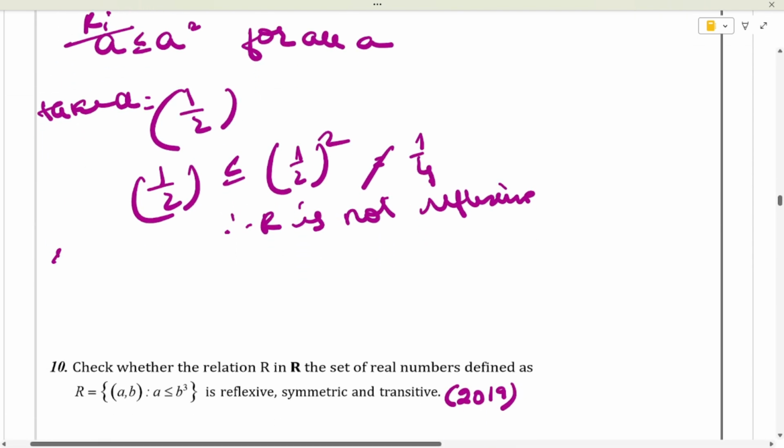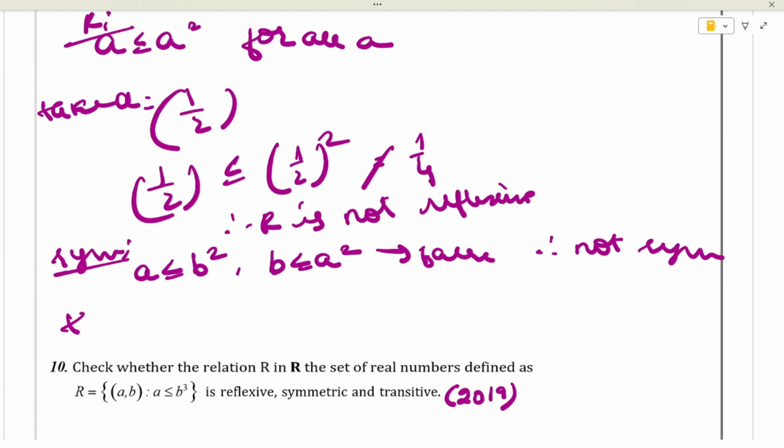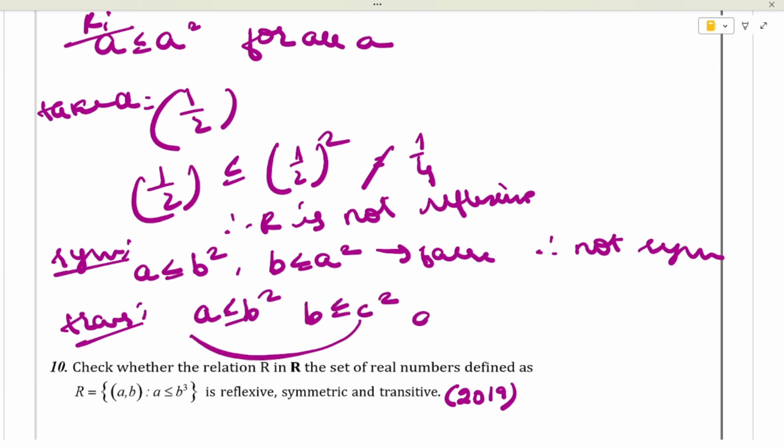Next you should show for symmetric, the same way. A is less than or equal to b square does not mean b is less than or equal to a square, this will be false. So it is not symmetric. For transitive, you can take a is less than or equal to b square and b is less than or equal to c square. A is less than or equal to c square will not be true, that is false. So you can say that it is not transitive.